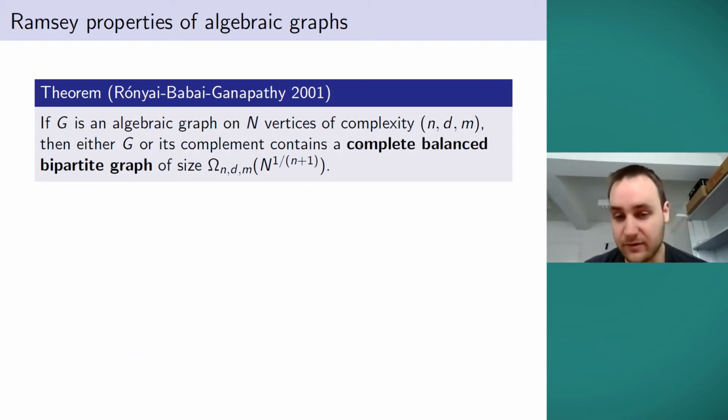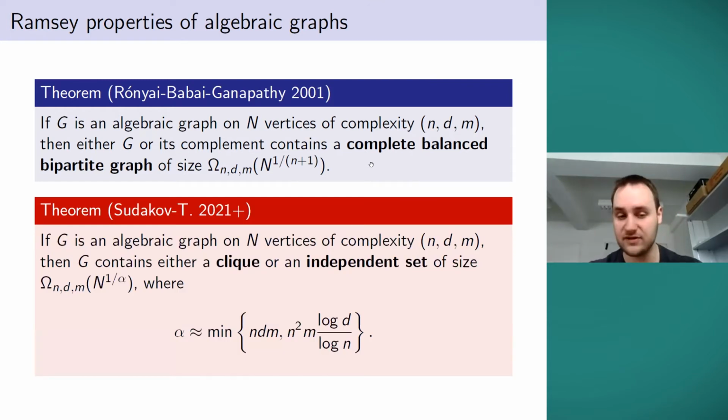So this is not quite what we want, because instead of finding cliques or independent sets, they find these complete balanced bipartite graphs. But this theorem already says something very strong, because we also know that in the random graph G(n,1/2), we can only find a logarithmic sized complete balanced bipartite graph like this. So it already shows that these algebraic graphs are kind of far from these random looking graphs. And so what we wanted to understand is how can we extend this result to really cliques and independent sets? And we managed to prove the following theorem.